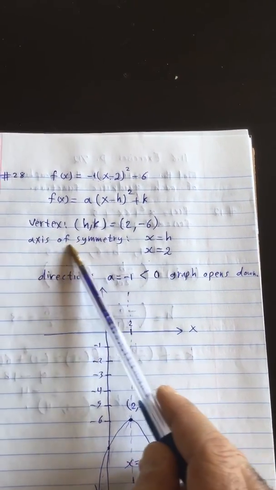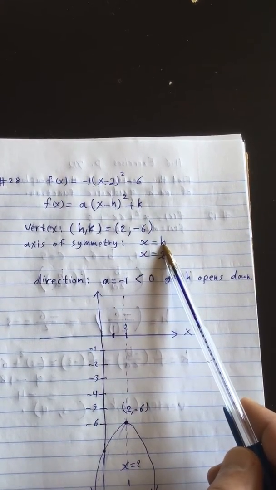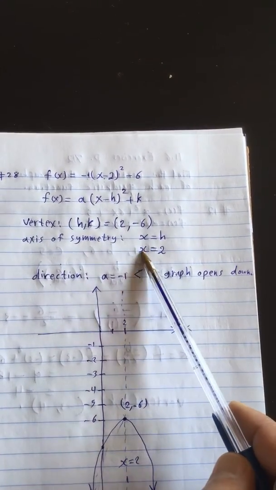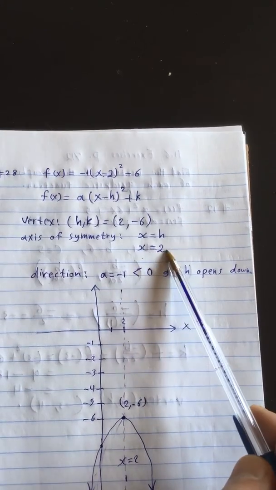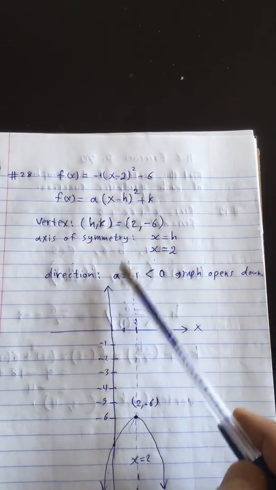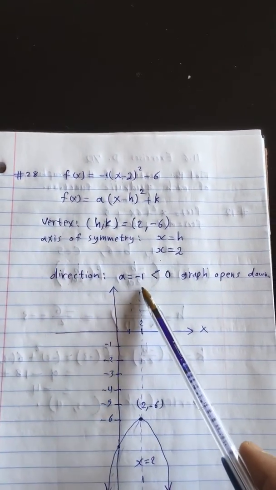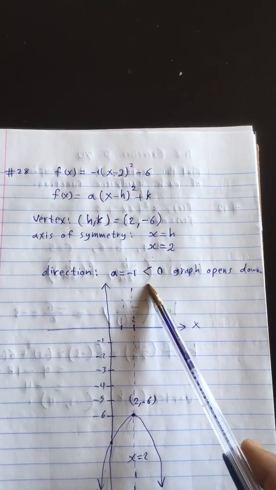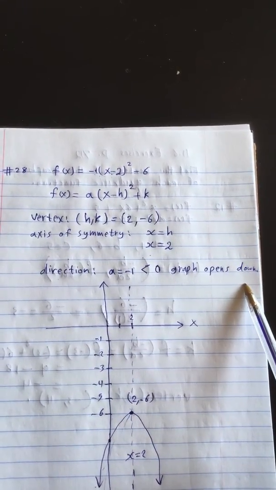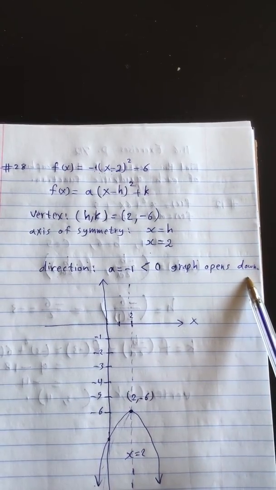Axis of symmetry: x equals h. In this example, h equals 2. So x equals 2 is the axis of symmetry. For the direction of the parabola, look at a. a here is negative 1. Negative 1 is less than 0. So the graph opens downward. If a is less than 0, the graph opens down.